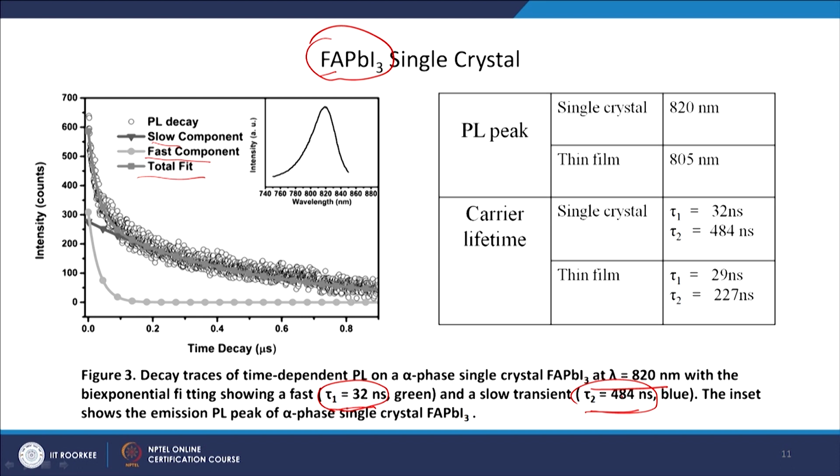Now, if you compare the single crystal versus the thin film, you see that the PL peak for the perovskite FAPbI3 single crystal is 820 nanometer, whereas for the thin film it is 805 nanometer. So, what have we observed here? There is a red shift in the PL peak in the single crystal in comparison to the thin film. Similarly, for the carrier lifetime, the thin film has tau 1 of 29 nanosecond and tau 2 of 227 nanosecond, but the single crystal has tau 1 of 32 nanosecond and tau 2 of 484 nanosecond. So, the single crystal value is way different from the thin film.